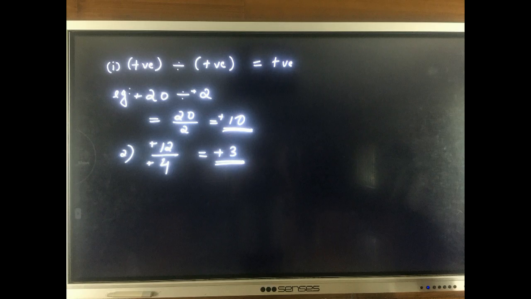And the second example, 12 divided by 4. Obviously they are positive: plus 12 divided by plus 4. So we divide the numbers and apply a positive sign. So our answer is plus 3.